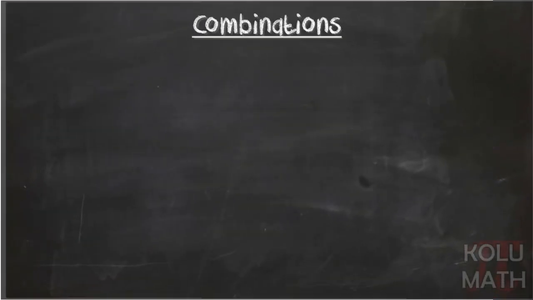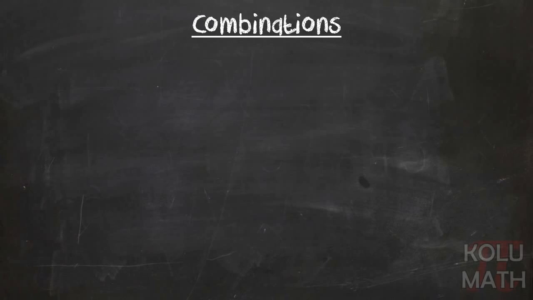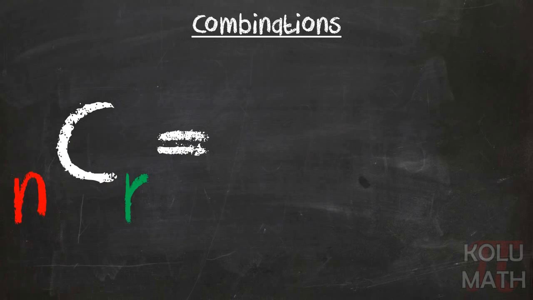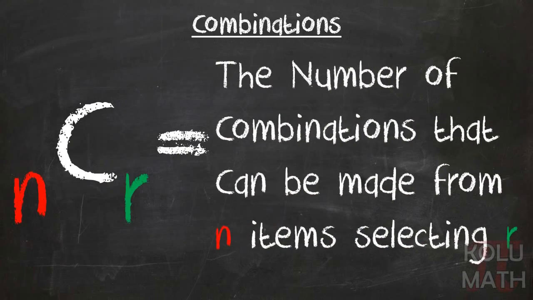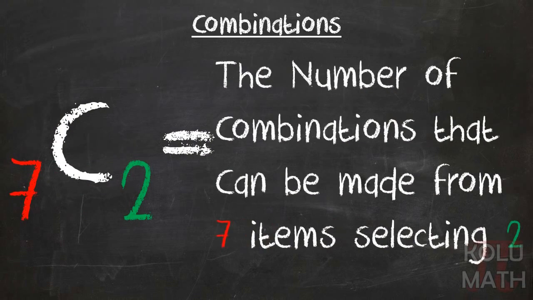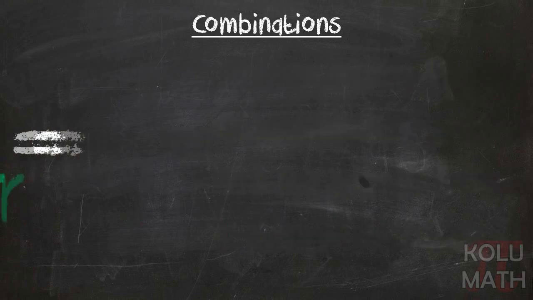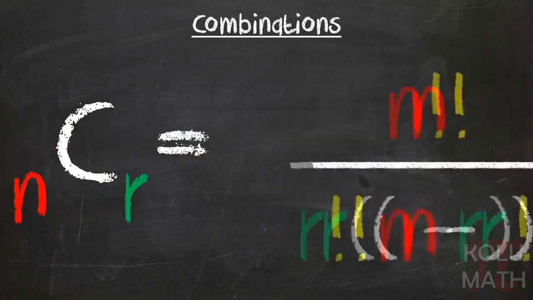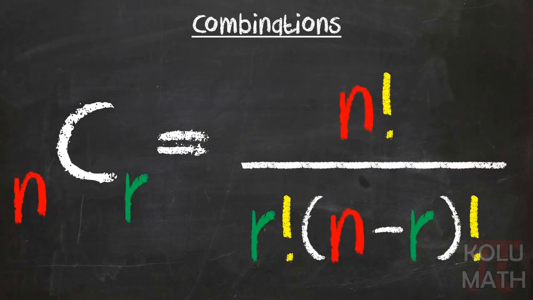So let's go ahead and take a look at the math here real quickly and see if we can understand what's going on. We know that nCr means the number of combinations that can be made from n items when you're selecting r. So in the case of 7C2, we know that's the number of combinations that can be made from 7 items selecting 2. When we think about nCr, here's the equation they give us. n factorial over r factorial times the quantity n minus r factorial.